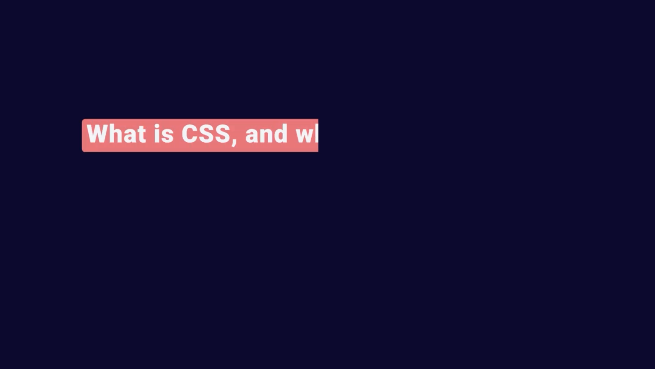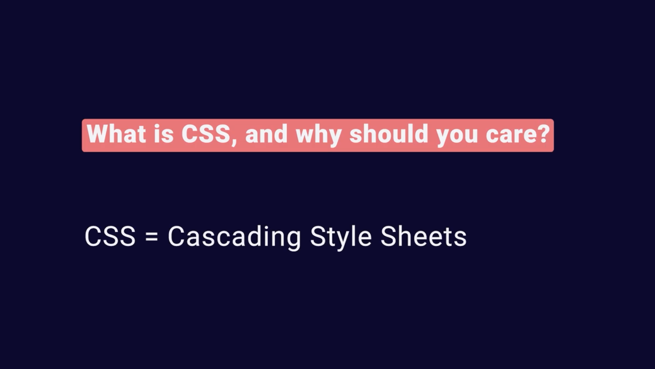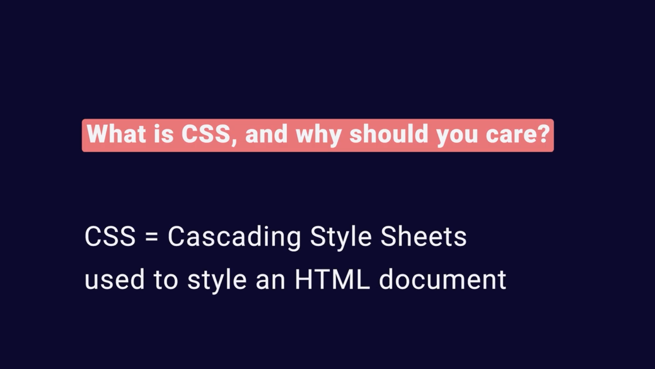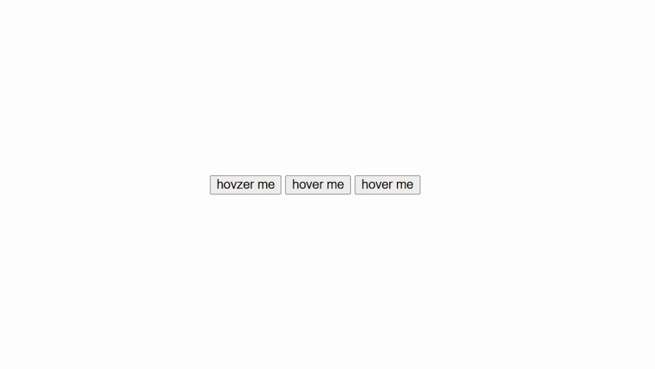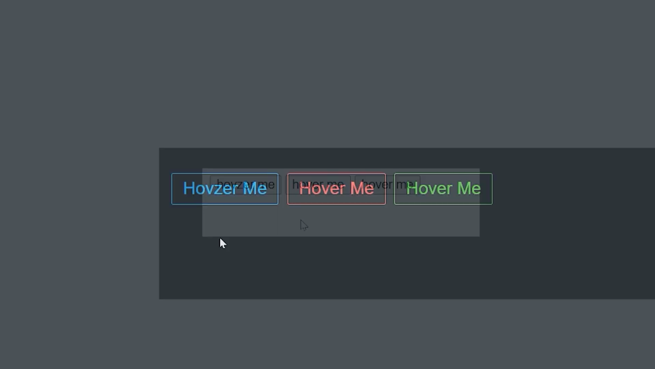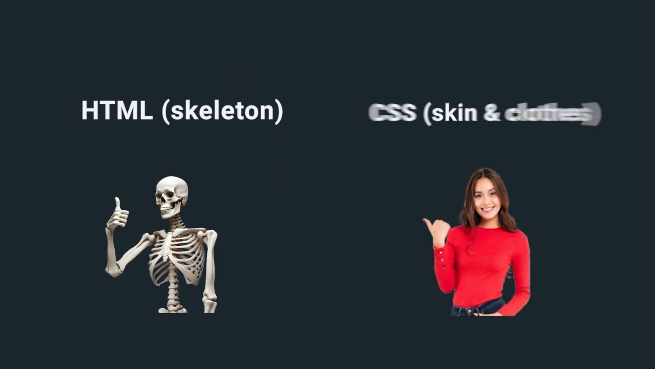What is CSS and why you should care? CSS stands for Cascading Style Sheets. This language is used to style an HTML document. It describes the proper way to display HTML components. Without CSS, the web would look like a boring text document. But with CSS, we get beautiful, responsive, and engaging designs. HTML is like a skeleton, and CSS is like skin and clothes.